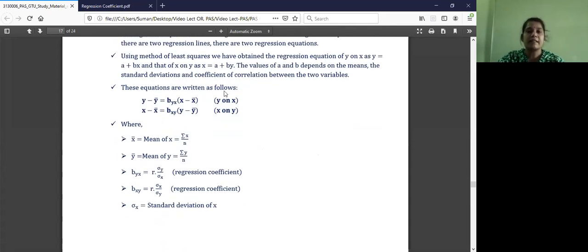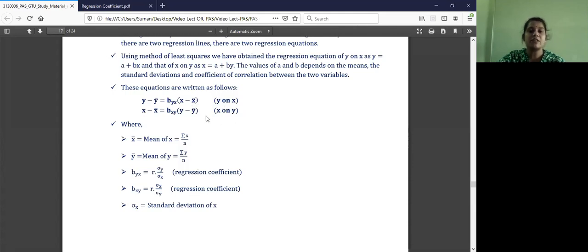These equations are written as follows. If we find the regression equation of y on x, first we write y, so the equation starts with y. And if we find the regression equation of x on y, then first we write x. So the regression equation of y on x, the formula is y minus y bar is equal to byx, where byx is the regression coefficient of y on x, into bracket x minus x bar.